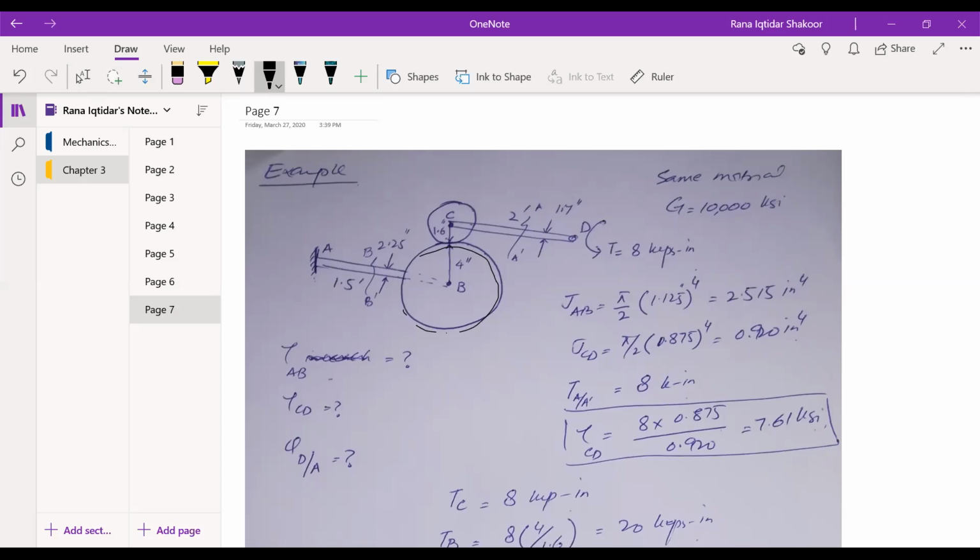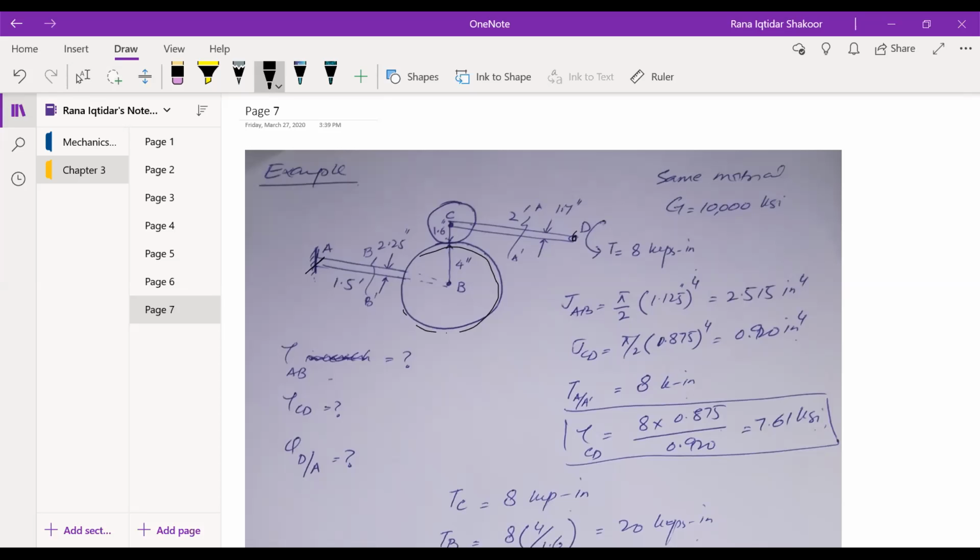RC of the gear C is 1.6 and the radius of the larger gear, RB you can say, is 4 inches. The material is the same across the board, and the G of that particular material is 10,000 kips per inch squared, KSI, right? So what do we have to calculate? We have to calculate the torsion at rod AB, torsion at rod CD, and the angular twist of point D with respect to point A, right?